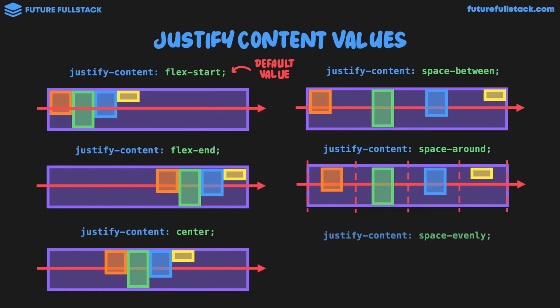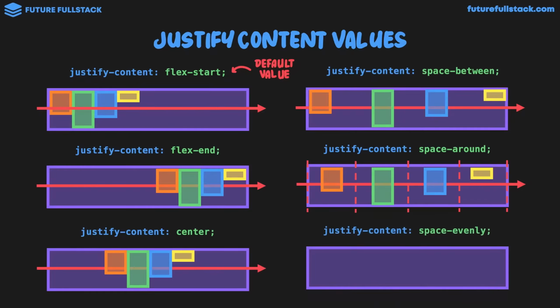The last value is space evenly. With our flex container, our main axis. In this case, our flex items are all just spaced evenly between each other and the edge of the flex container.